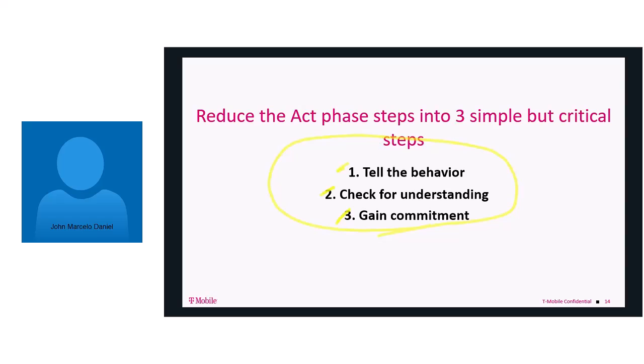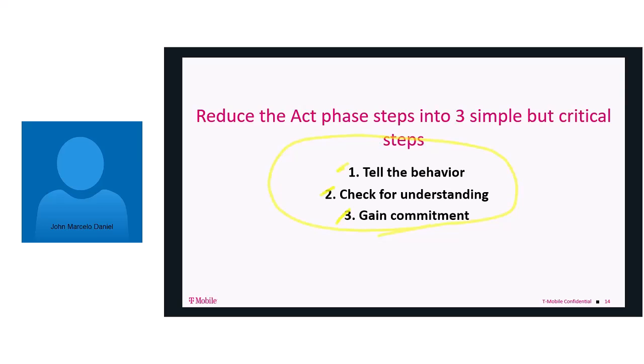Okay. Okay, JM, continue. Yeah. So, let's go ahead and make it a simple, quick roleplay. Sure. So, okay. Let's go ahead and start.